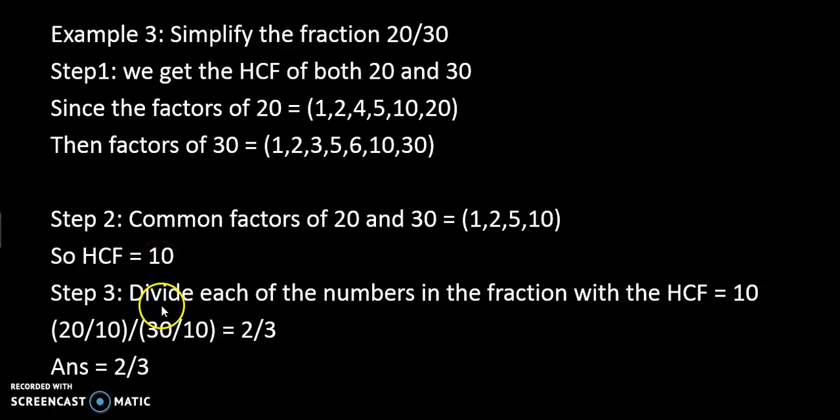Now, step 3. Use the highest common factor and divide through the numerator and the denominator. This is the numerator. I divide 20 by 10, and also divide the denominator, 30 by 10. So you can see here in my step 3, 20 divided by 10, 30 divided by 10, and I'll get 2/3 as my final answer.